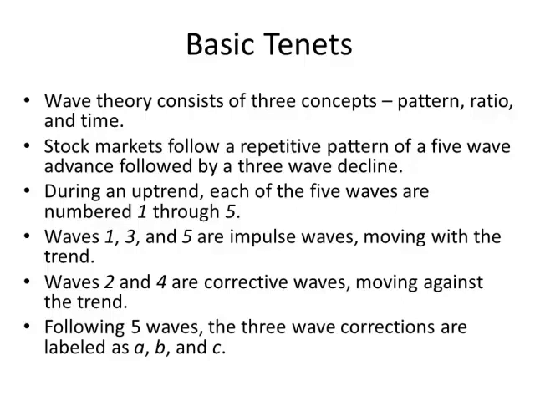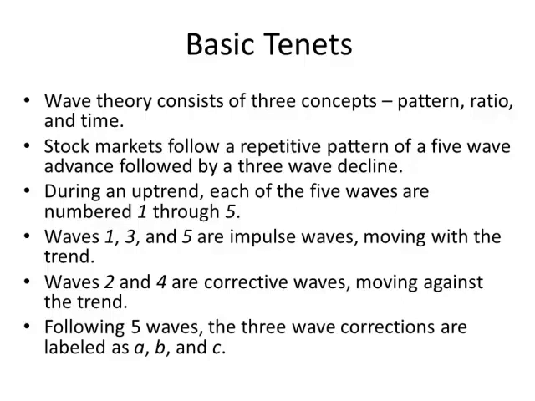Now if we have a wave upward, the next wave is always going to be in the opposite direction. Right? So following an upward wave, we'll always have a downward wave and vice versa. So wave 1 will be an upward move, then we'll have a downward move wave 2, upward move wave 3, downward move wave 4, and then upward move wave 5. So that is the 5-wave advance.